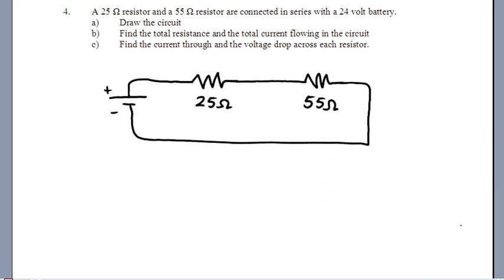So as far as total resistance goes, they're in series. So we can just add them up. We've got a 25 and a 55. All right, we're looking at 80 ohms in total.